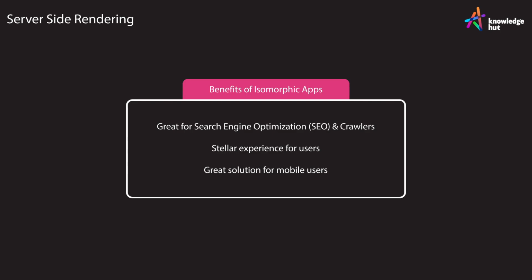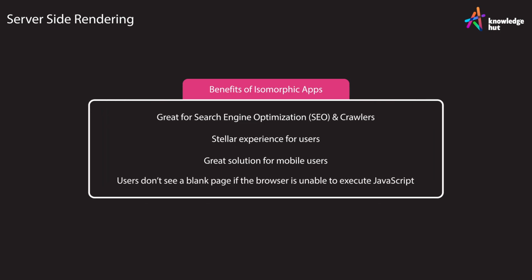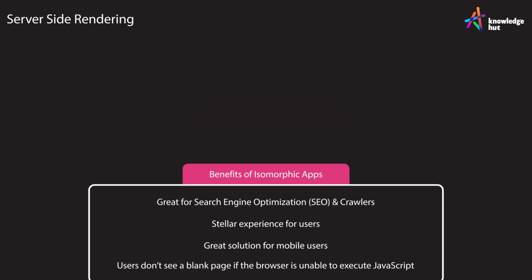The server-rendered UI means your user gets to see your app quickly since we've delegated the task of rendering the app to the server. For fringe cases where a device is unable to execute JavaScript, your user won't see a blank page, but will instead see a minimal version of the app that shows actual content.